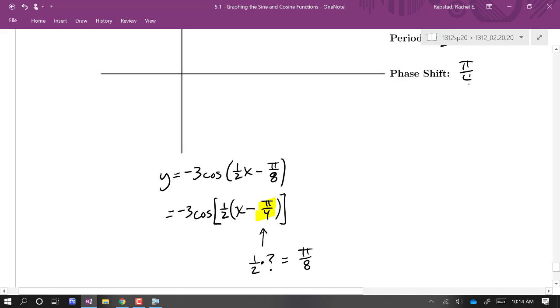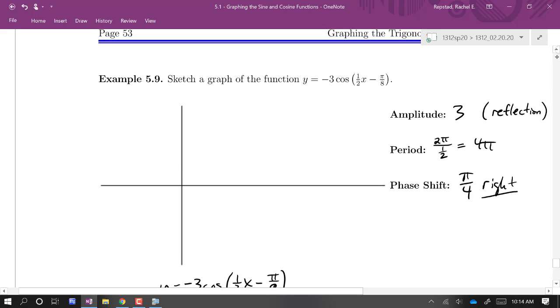What direction? To the right. I'm going to keep that in mind when I'm plotting out the end of my period, because I need there to be room to move this graph to the right. I don't want my 4 pi to take up all that space, because I have to be able to move it over. I don't have to move it that much in comparison. 4 pi is quite large, and we're just moving it pi over 4 units. But I'm going to leave some space.